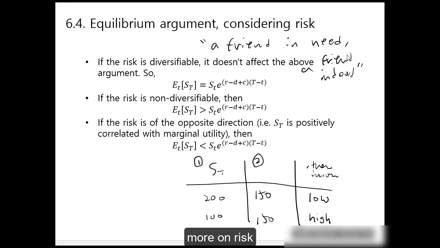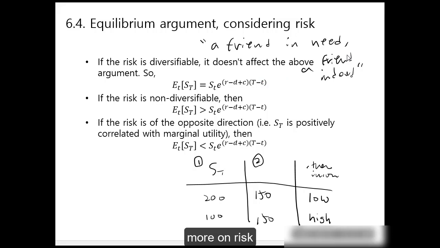Depending on how you think about risk, this relationship may break down. This relationship makes sense if people don't care about risk. If people care about risk, then as we just said, the current price, small t, can be high or can be low. Or if you think in terms of expected return, this expected value can be high or low.